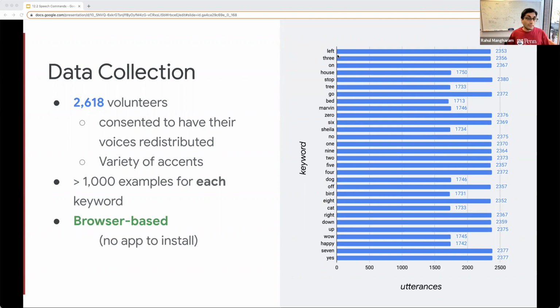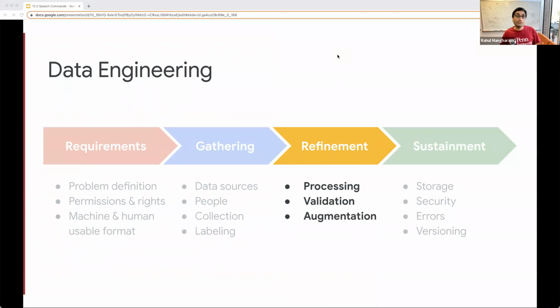Nothing else was needed. No apps were installed, nothing custom. It was just a website. Next, after getting all this data, we said we have to refine the data. And how do we go about doing that?